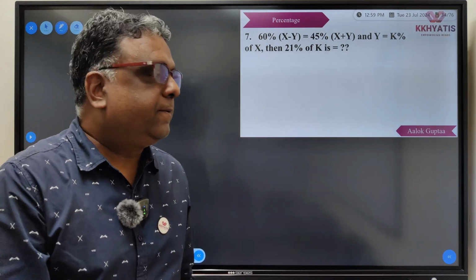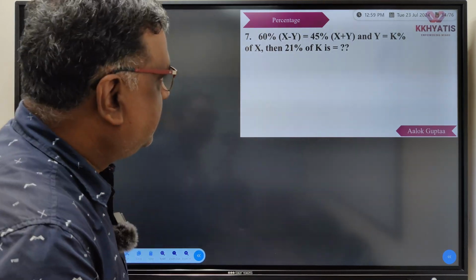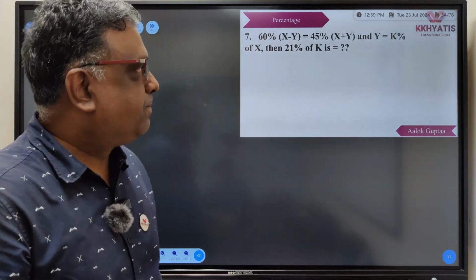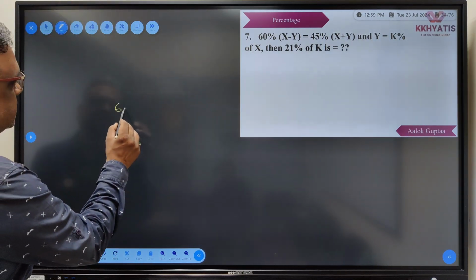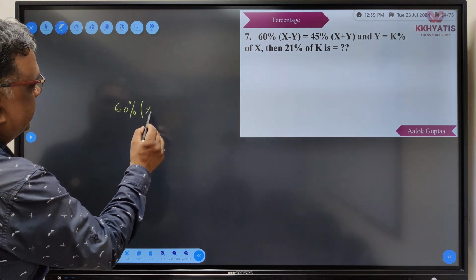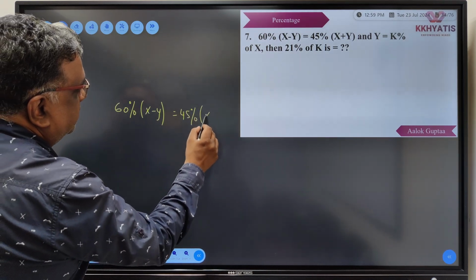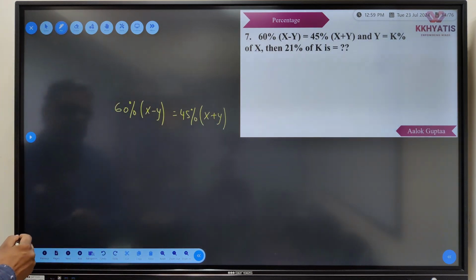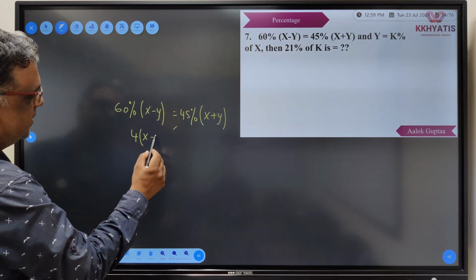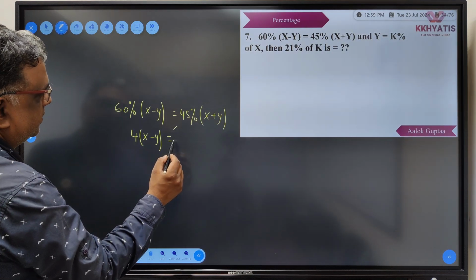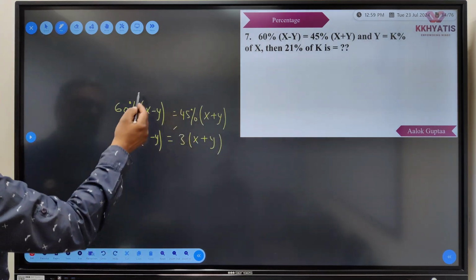60% of x minus y, where x and y are some two numbers, is equal to 45% of x plus y. And y is k% of x. Then 21% of k is how much? So we have been given 60% of x minus y is 45% of x plus y, right? Which means if I cancel this, it will be 4 times x minus y is 3 times x plus y.